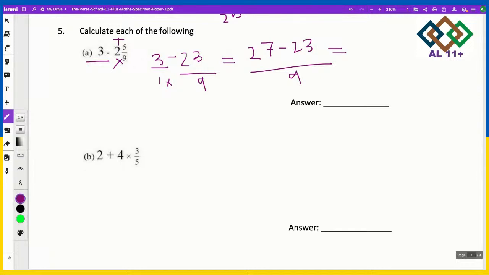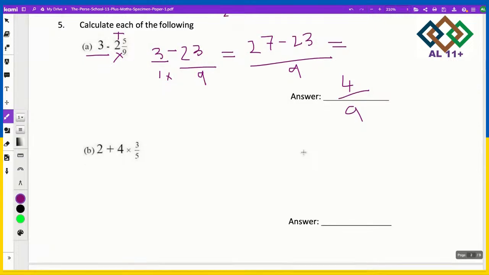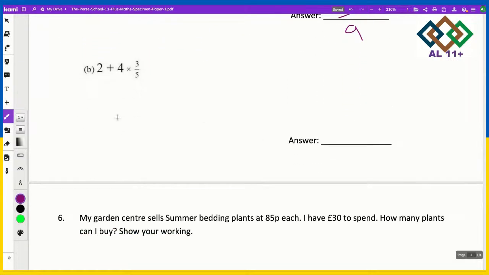4 by 9. So your answer for this one will be 4 by 9. And the next one is 2 plus 4 multiplied by 3 over 5.